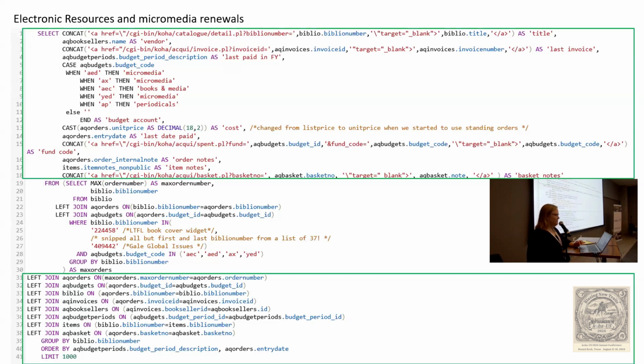And then the rest of it, you see there's left join, left join, left join, left join, left join, left join, left. Isn't that awesome? Look at that. ACK orders, ACK budgets, biblio, ACK invoices, ACK booksellers, ACK budget periods, items, ACK basket. So you'll see up in the top section where I did a case when, if it's a budget code, I just needed it to say micromedia, books and media, or periodicals. I just needed it to say that. Hard coding every once in a while is a very good thing.